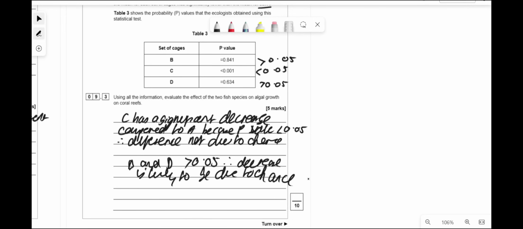Now, that only gives you about 3 marks. We need to talk about the rest. So they're talking about the effect of the 2 species on algal growth on coral reefs. Well, first of all, they've only done it on the coast of Florida, so they've not done it on other reefs, so we don't know if it's different, and we also don't know what species of algae that's used as well.